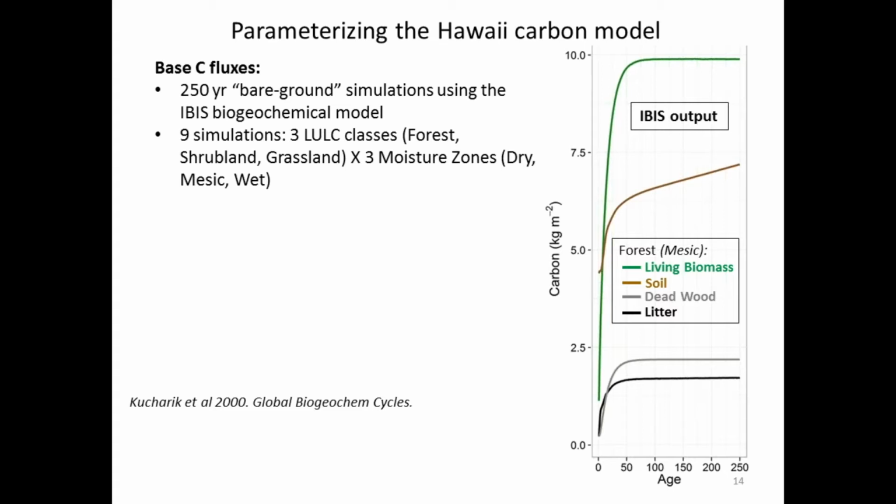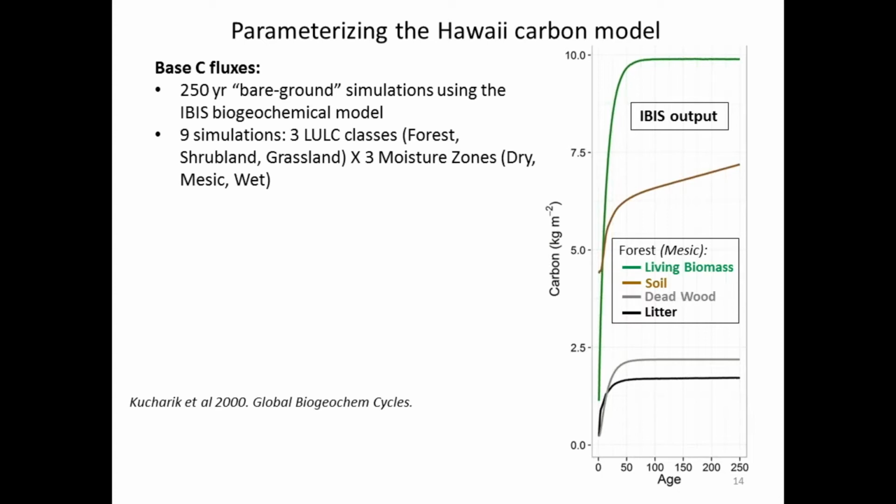And our approach for doing that was to take a biogeochemical model called IBIS, and we ran it under a whole bunch of different scenarios, combinations of different starting conditions, what state you were in, what moisture zone you're in, and we ran it out and created these projected carbon curves of how much carbon you would have in each pool as a function of age.